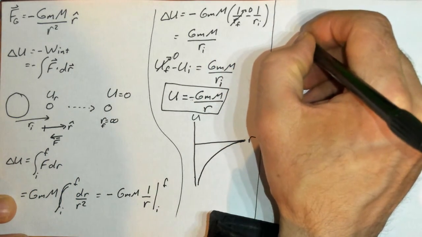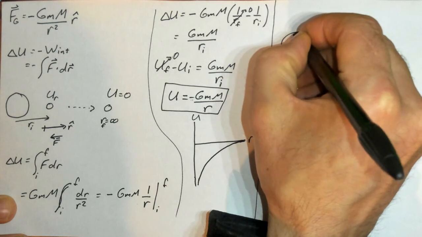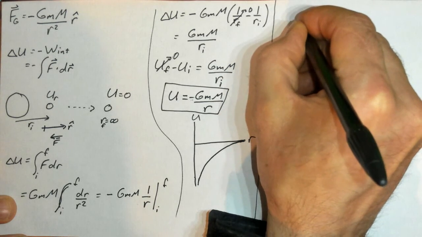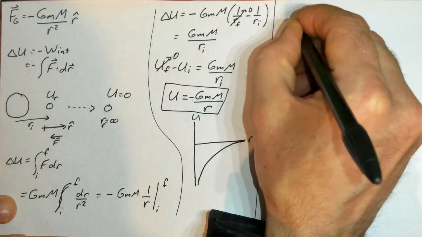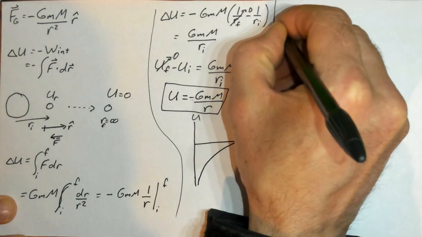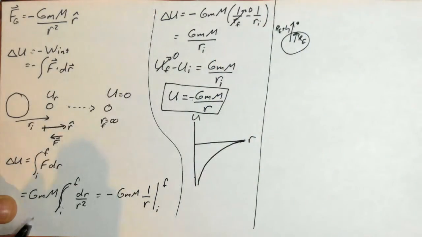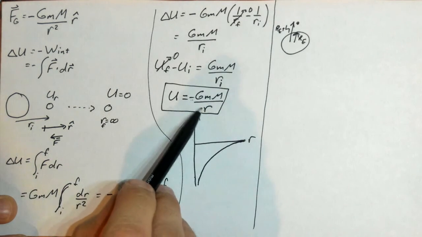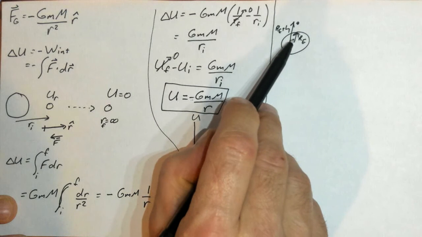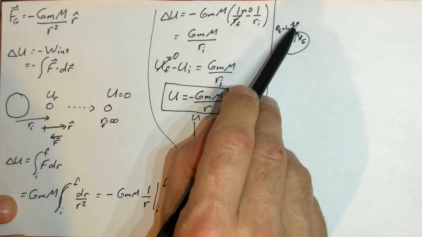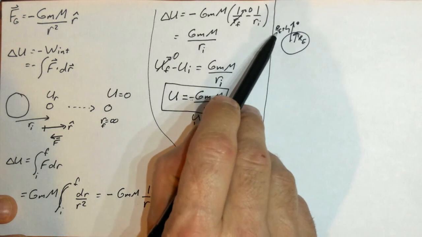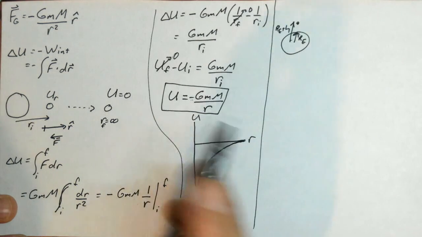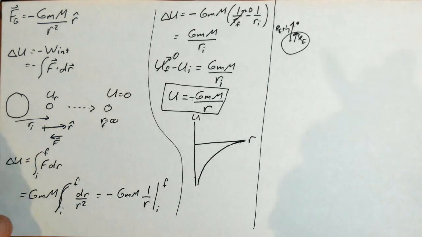So if I'm at the surface, that's Re, and if I'm somewhere above, that is Re plus h. If I'm at the surface, the distance I am from the center is Re, or the radius of the Earth. And if I'm some height above the surface of the Earth, I'm Re plus h. So I plug that in here. So let's find out what that potential difference is.